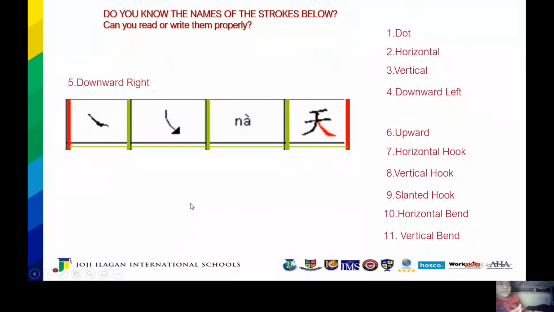Okay, let's move on to the opposite one, the downward right stroke, or na. So the number 5 stroke is the downward right stroke, or na. Parang baliktad siya ng pie in a way: when you go down, you increase the pressure of writing that part of the character. So to write the na, you go from the top left, then going downward to the right. It's like a diagonal stroke, but again, with increasing pressure as you go down.